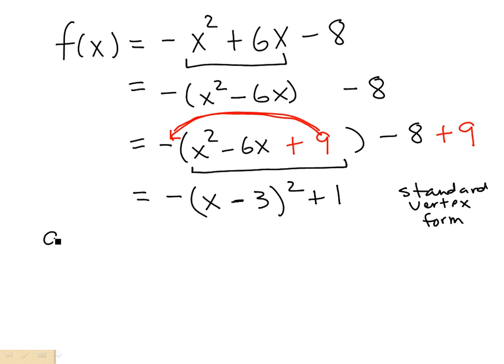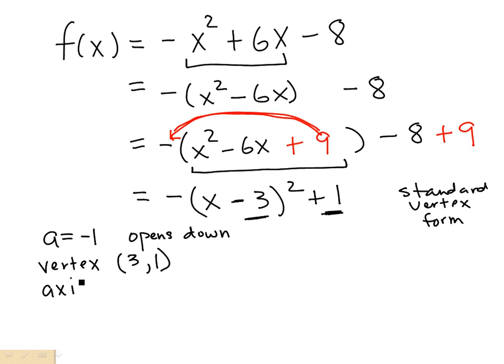Alright, what is our a here? Our a is negative 1. Does it open up or down? It opens down, because negative 1 is less than 0. Our vertex is h, k. We're going to do the opposite and then keep. So opposite, what do we see here? We're going to put a positive 3 and keep what we see here, positive 1. What is our axis of symmetry? It is x equals h. We've just figured out that h was 3. So x equals 3.